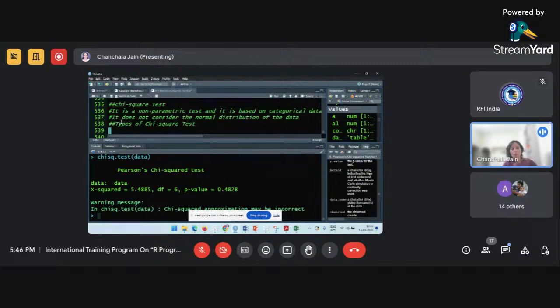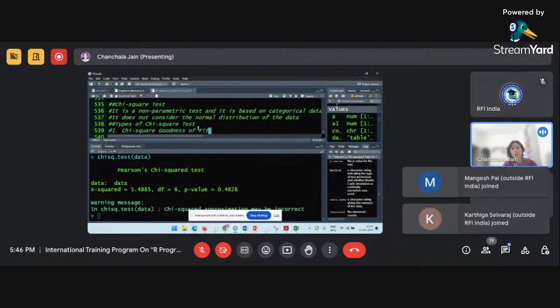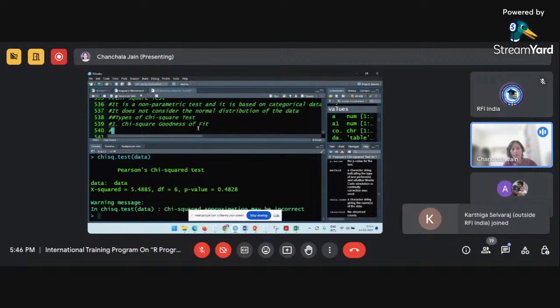So if I talk about types, the first type is the chi-square goodness of fit. It is the first category of chi-square test. Second is the independence of attributes. This is the second category of chi-square test.